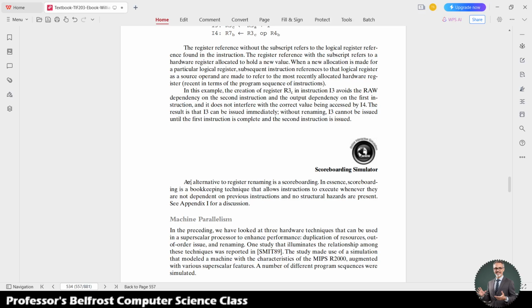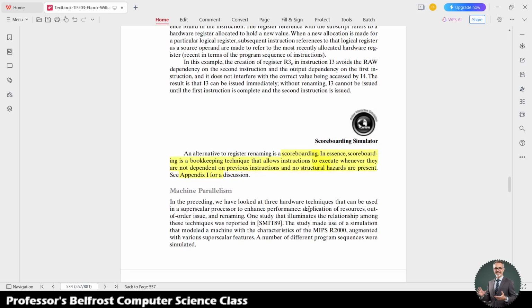There is also an alternative to register renaming, called scoreboarding. Scoreboarding is a bookkeeping technique that allows instructions to execute whenever they are not dependent on previous instructions and there are no structural hazards present.